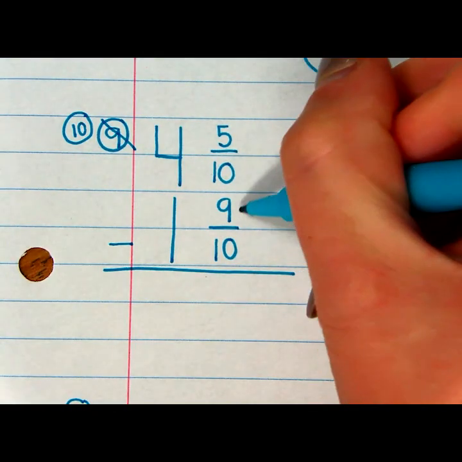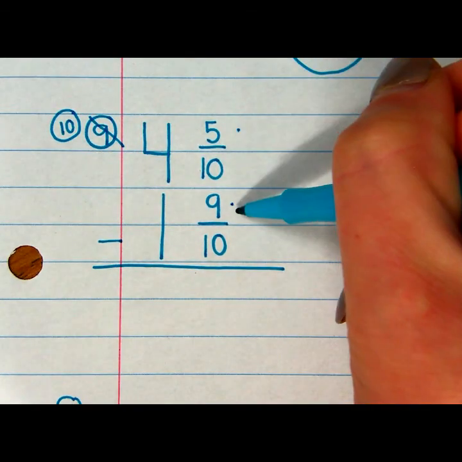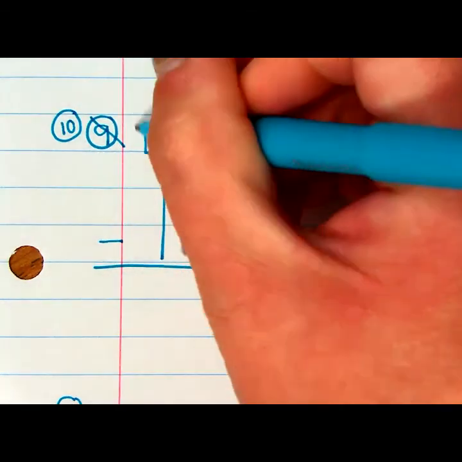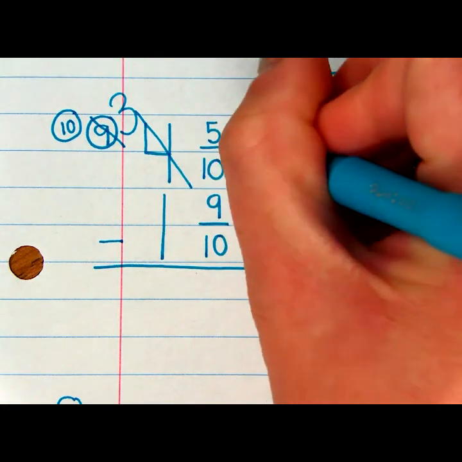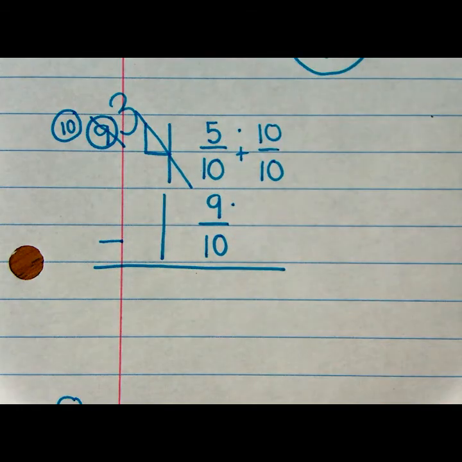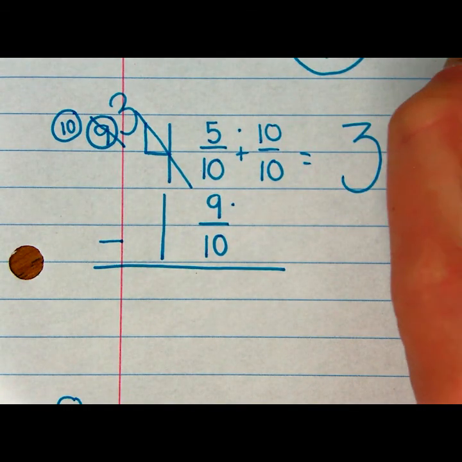Number 10. So I can't take 9 away from 5. It just won't work. If I have 5 pieces of candy, I can't give 9 away because I only have 5. So I've got to regroup. I'm going to take a whole number away. That leaves me with 3 wholes. Now I'm working with tenths, so I'm going to add on 10 tenths right here. I have a new mixed number of 3 and 15 tenths.